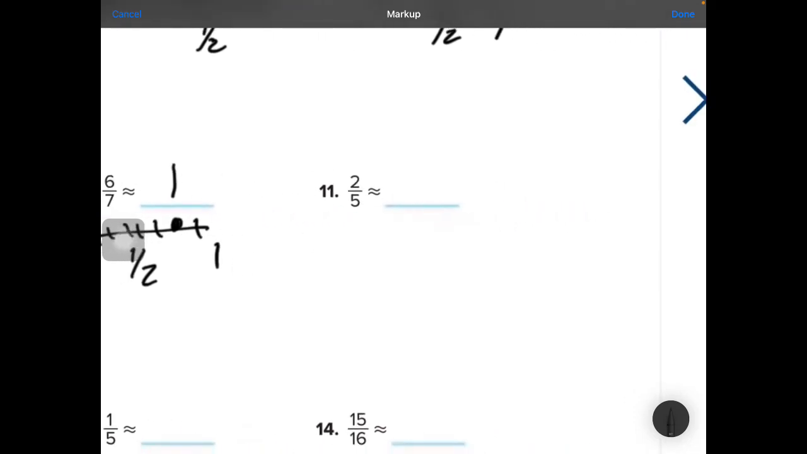Okay, 2 out of 5. We have a 0 here. 1, 2, 3, 4, 5. So we have a whole number right there. And a half, 2 is right here. A half is about right there. So which one is it closer to? Yep, you're right. It's closer to a half.